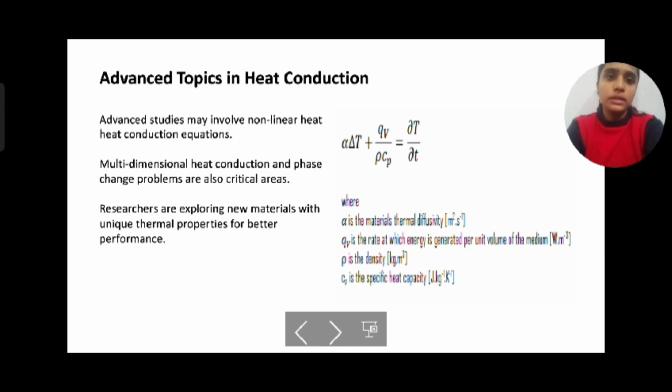Advanced topics in heat conduction. Advanced studies may involve nonlinear heat conduction equations. Multidimensional heat conduction and phase change problems are also critical areas. Researchers are exploring new materials with unique thermal properties for better performance.